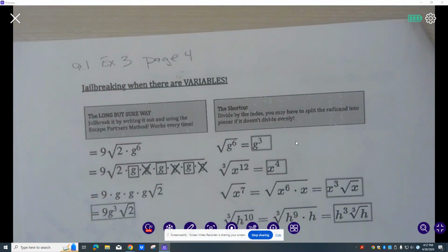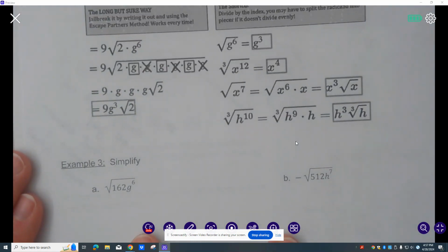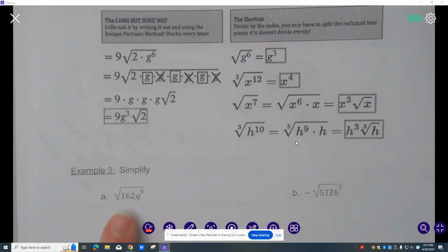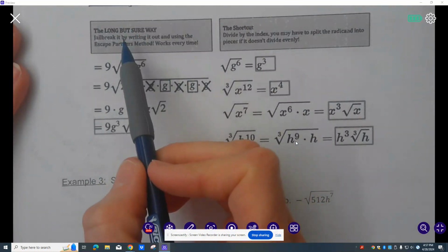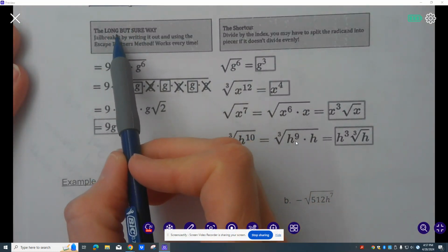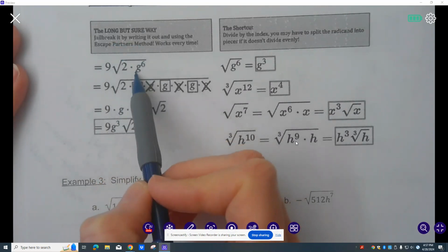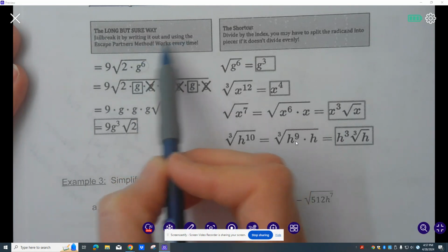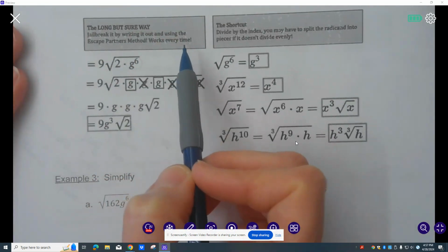Hopefully the 2 Your Turns are done down here, but we need to look at jailbreaking when we have variables in our jail along with our numbers. So this is your directions here. This says the long but surefire way to jailbreak it, when they talk about it, they mean the variable with the exponent, is by writing it out and using the escape partner method. And we're saying this works every time.